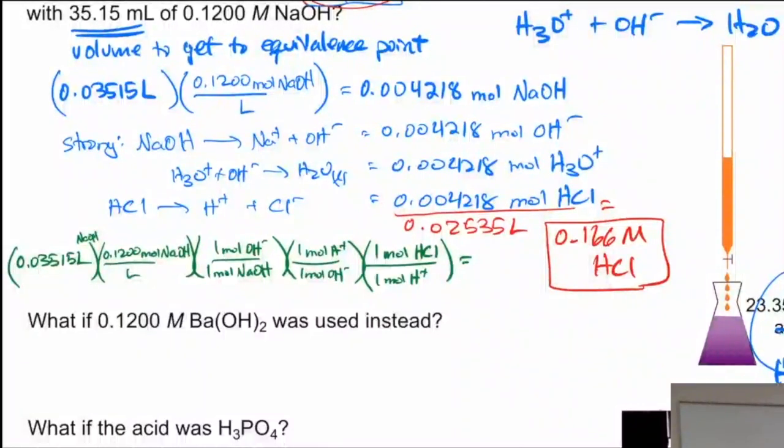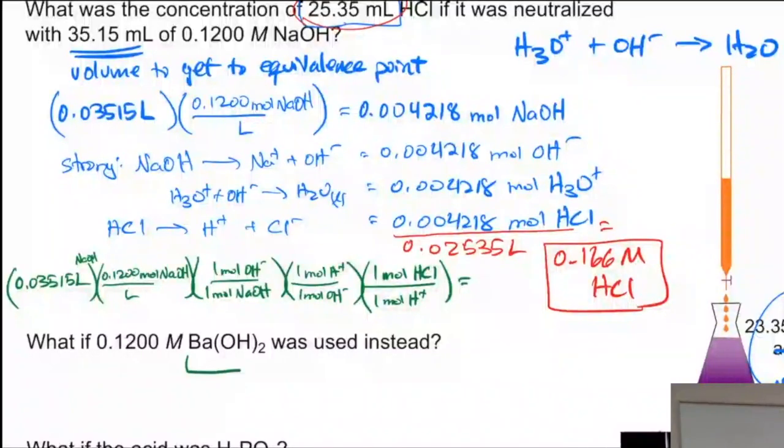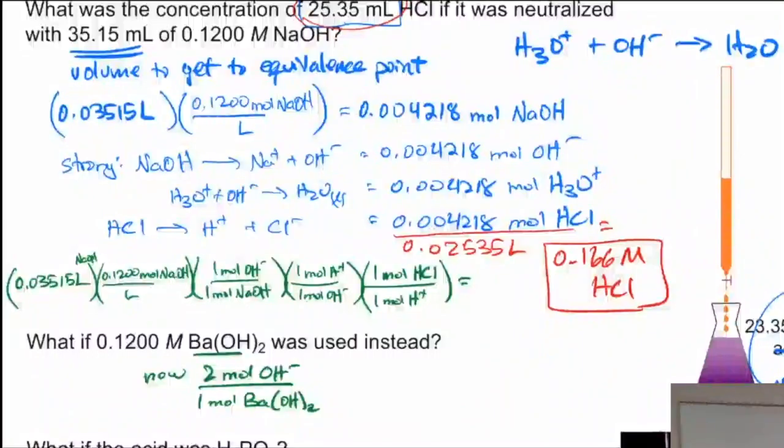For example, let's say we did the same experiment, but now we used barium hydroxide as our base instead of sodium hydroxide. So now, every 1 mole of barium hydroxide, how many moles of hydroxide ion does that produce in solution? 2. 2 moles of hydroxide ion, right? And that term is going to go right here. It's not 1-to-1 anymore. It's 2-to-1.